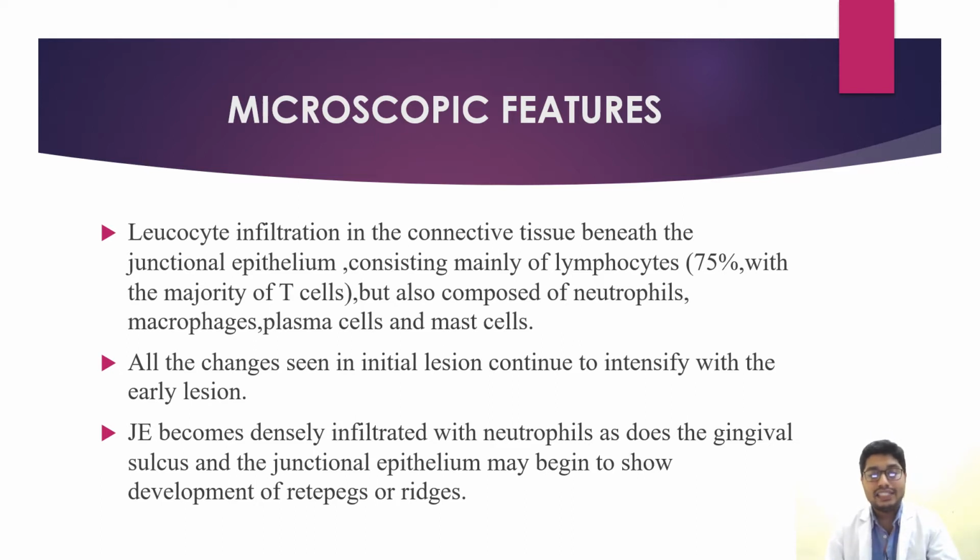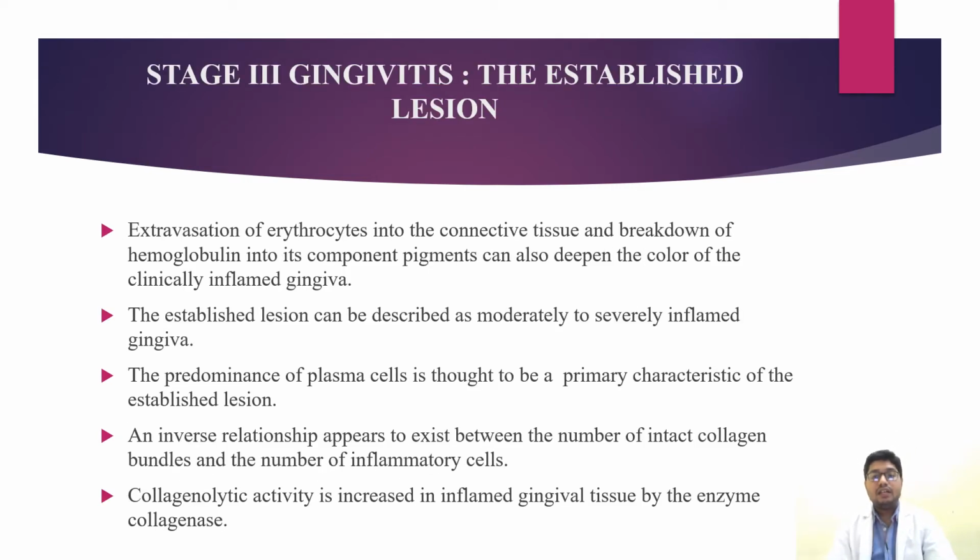All changes seen in the initial lesion continue to intensify with the early lesion. So the junctional epithelium becomes densely infiltrated with neutrophils, as does the gingival sulcus, and the junctional epithelium may begin to show development of rete ridges. So stage 3, the established lesion: the extravasation of erythrocytes into the connective tissue and breakdown of hemoglobin into its component pigments can also deepen the color of the clinically inflamed gingiva.